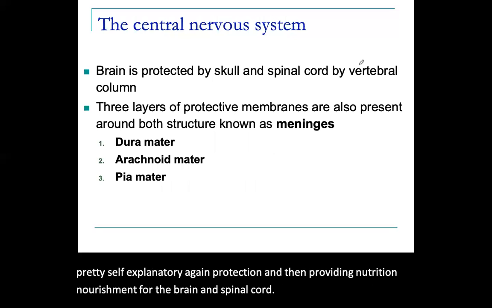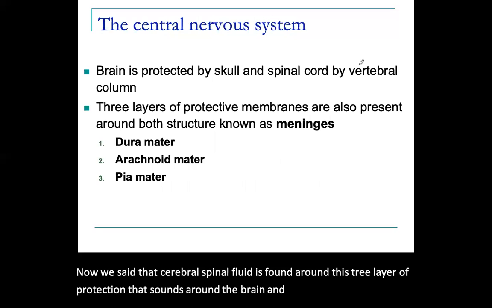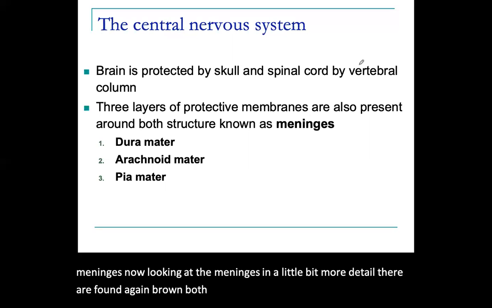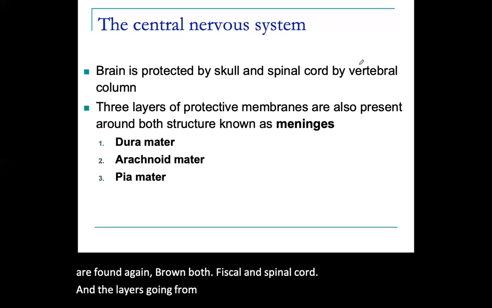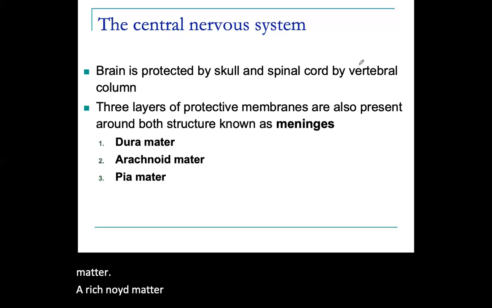Now, we said that cerebrospinal fluid is found around this three-layer protection found around the brain and the spinal cord called meninges. Looking at the meninges in a little bit more detail, they are found around both the skull and the spinal cord. And the layers going from the outside to inside are referred to as dura mater, arachnoid matter, and pia mater.